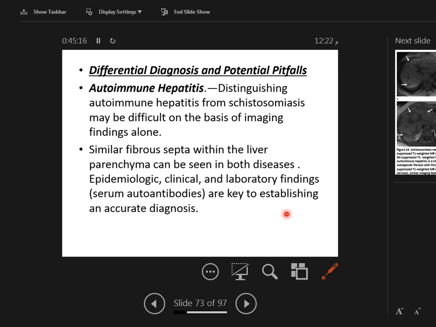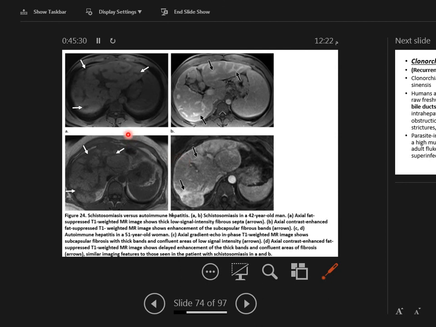Differential diagnosis is autoimmune hepatitis. It's difficult on the basis of imaging, so laboratory findings can help us in this situation. This is the schistosomiasis, and this is autoimmune hepatitis. You can see in the first example the terminal pattern, it's just like a terminal one. Okay? In the lower, it's a more heterogeneous pattern. Okay? With the clinical context, of course, there will be much more proper evaluation.